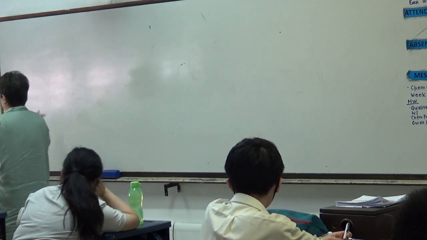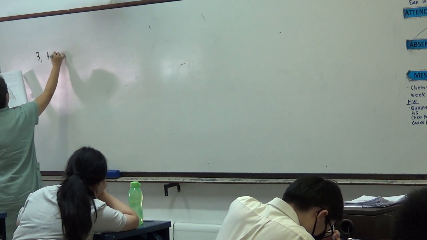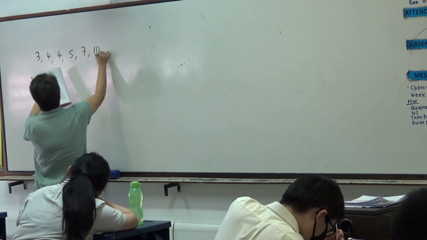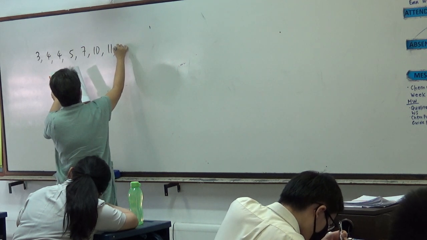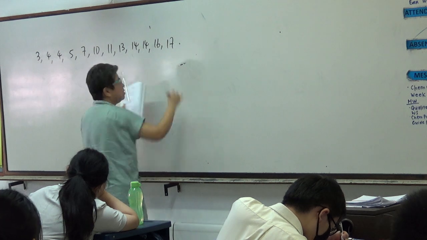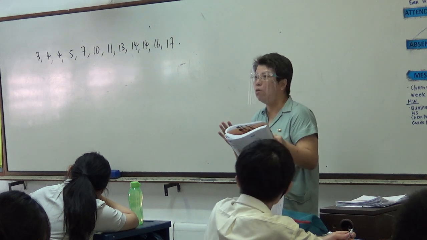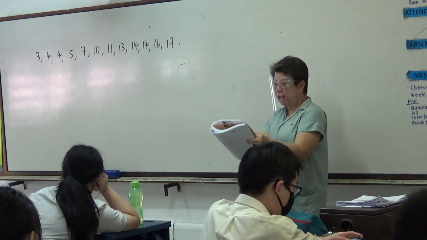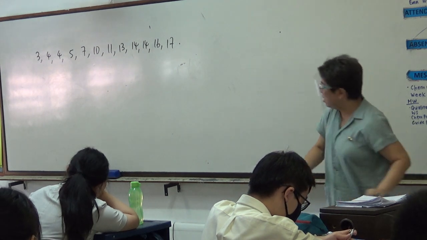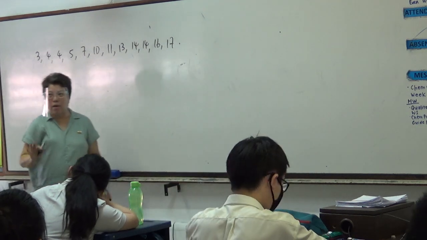Okay, let's look at the diagram. What is the smallest number? 3. Then? 4. How many 4? 2, 4, then? 5, 7, 10, 11. How many 13? 1, 13. 2, 14, 16, and 17. Now, you have to count. The most horrible thing on earth is that you count, so count carefully. Okay, let's count. 1, 2, 3, 4, 5, 6, 7, 8, 9, 10, 11, 12. There are 12 values. So let's count again. 1, 2, 3, 4, 5, 6, 7, 8, 9, 10, 11, 12. So we are fine.